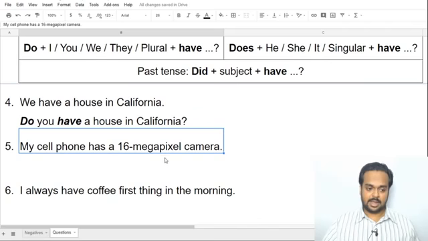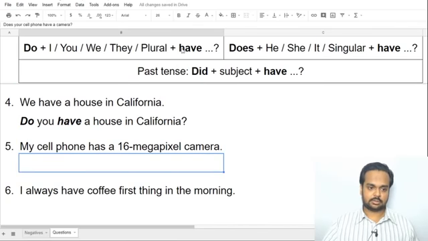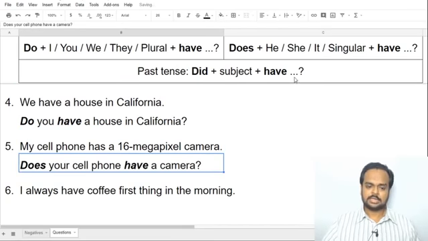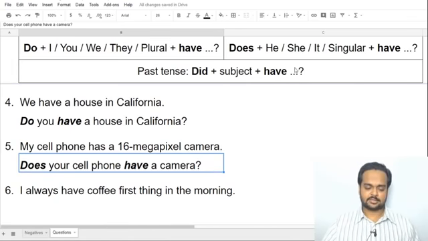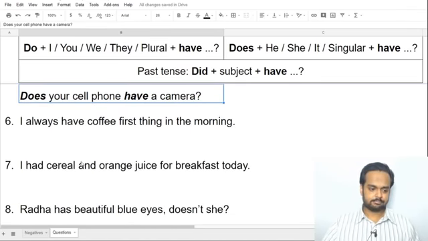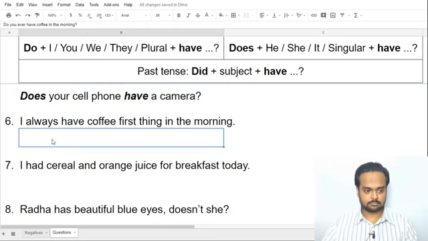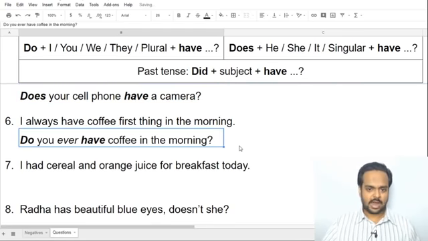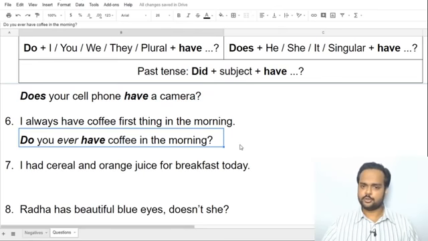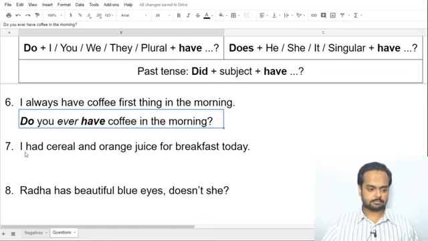My cell phone has a 16 megapixel camera. Does your cell phone have a camera, or does your cell phone have a 16 megapixel camera? I always have coffee first thing in the morning. Do you ever have coffee in the morning? That's a more natural question. You can also ask, do you always have coffee in the morning? Don't you always have coffee in the morning? I thought you always had coffee in the morning, like that.